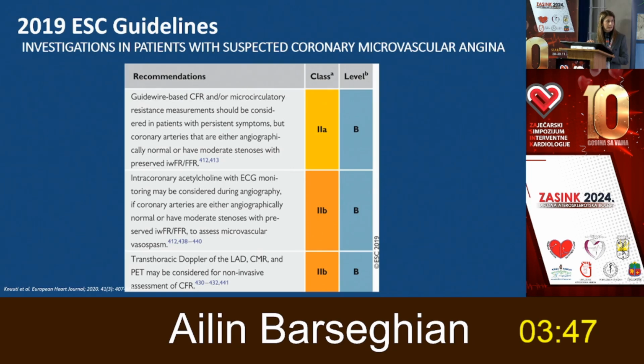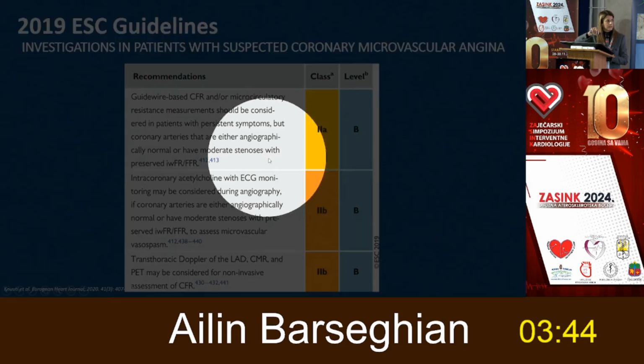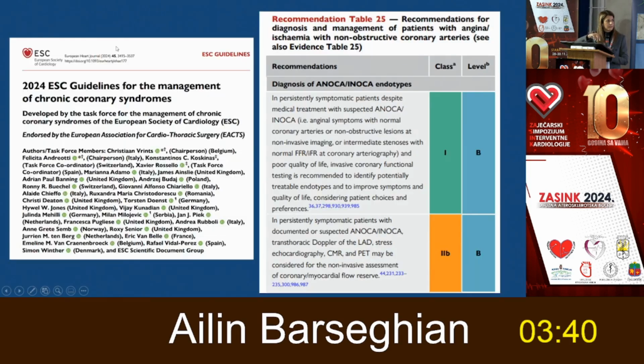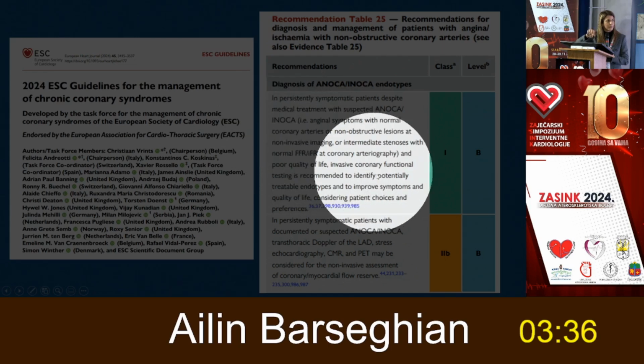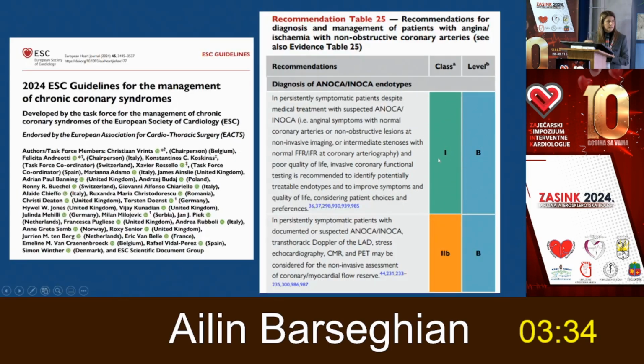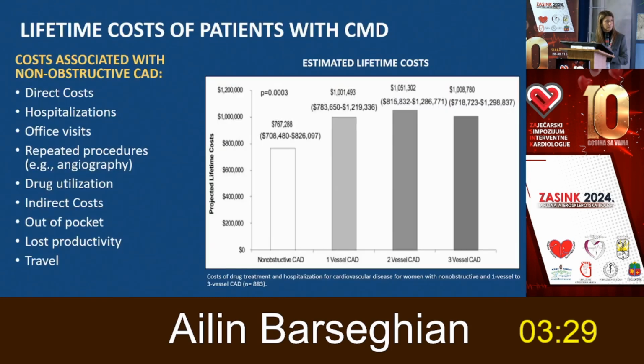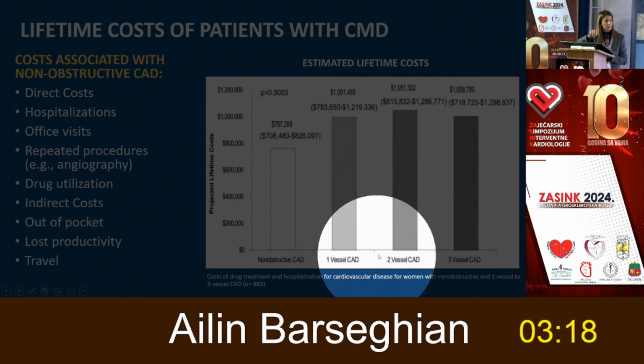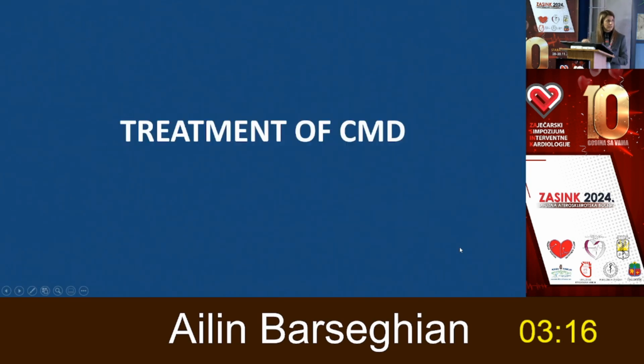The European guidelines said guide wire-based assessment for microvascular was a 2A in 2019. As of 2024, it's a 1B recommendation. It's been upgraded to do wire-based assessment of angina with non-obstructive disease. This costs money. These patients go to the hospital multiple times, multiple procedures, and you could see they're not that far in cost compared to someone who has 1 vessel, 2 vessel, or 3 vessel disease.